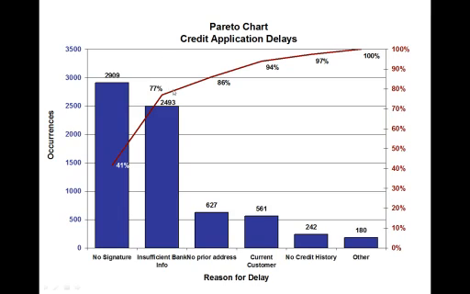But you're looking to find 80% of the effects, 80% of the problems are usually due to 20% of the reasons. So this is the 80-20 rule that Pareto discovered. And so in this case, we're not going to worry about no prior address or no credit history. We're going to look at the countermeasures for the problem of having no signature or insufficient bank information.